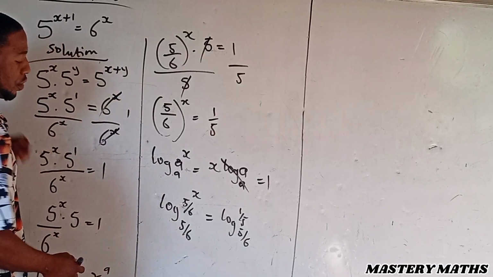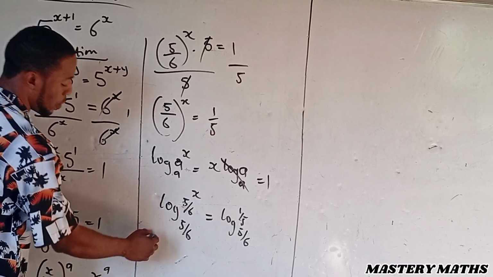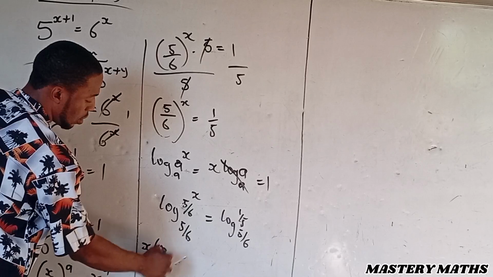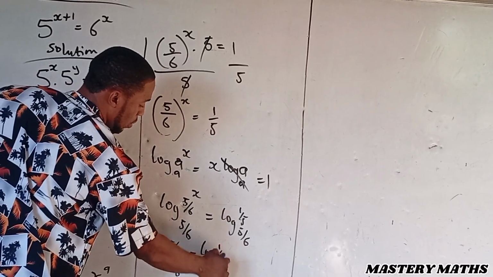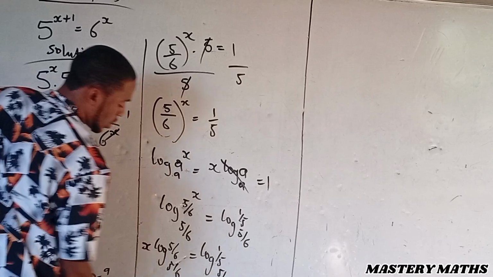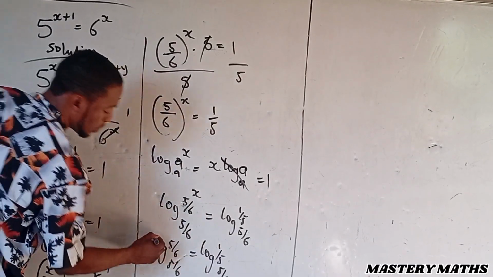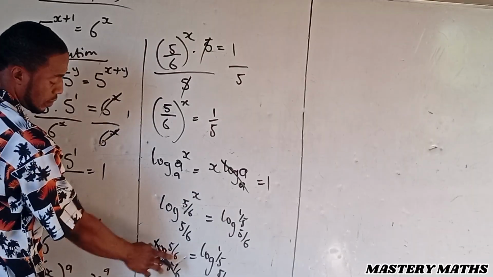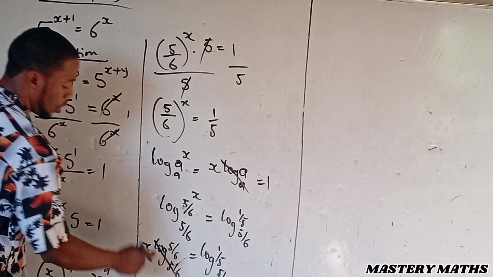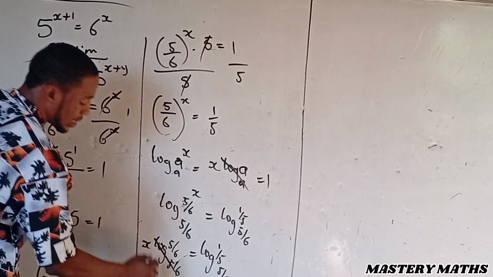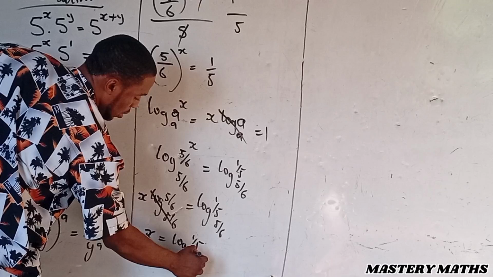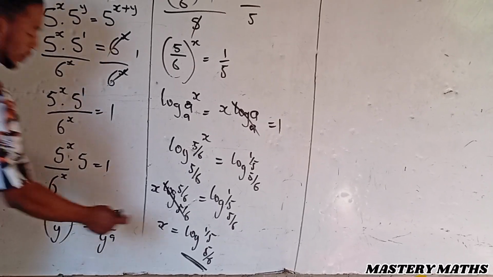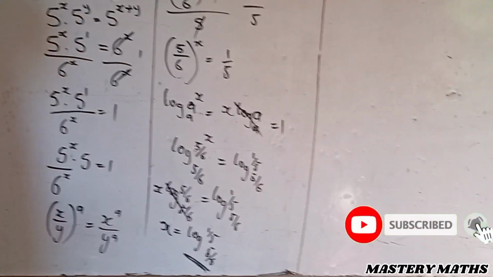Now, to obey the law of logarithm, we use the power to multiply the log, which gives us x log of 5 over 6 in base 5 over 6, equal to log of 1 over 5 in base 5 over 6. Now, log of 5 over 6 in base 5 over 6 cancels the base and gives us 1. So it becomes x times 1, which is x. So you have x equal to log of 1 over 5 in base 5 over 6, which is our answer. That is the answer of it. Thanks.